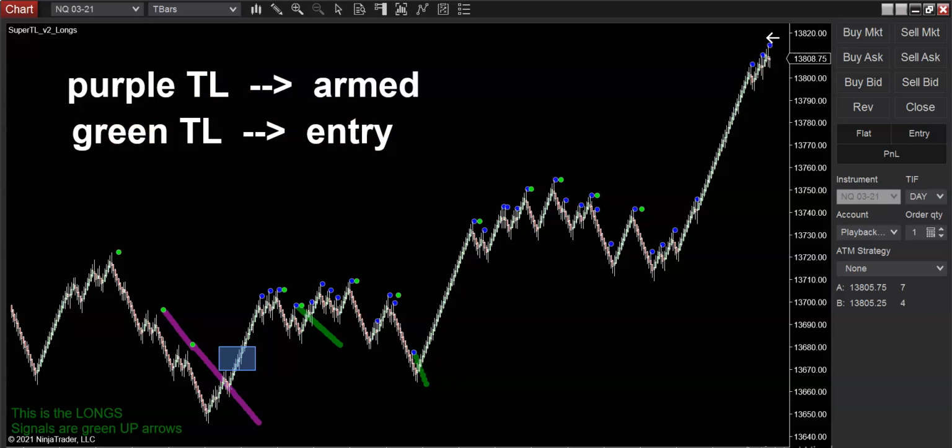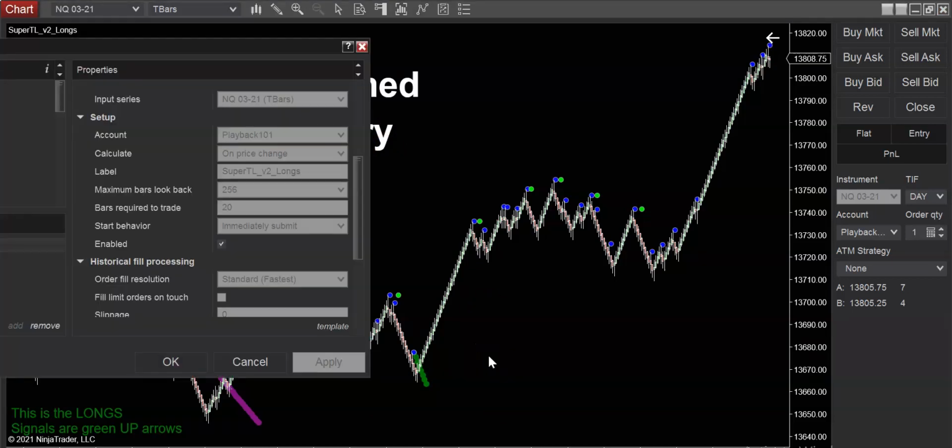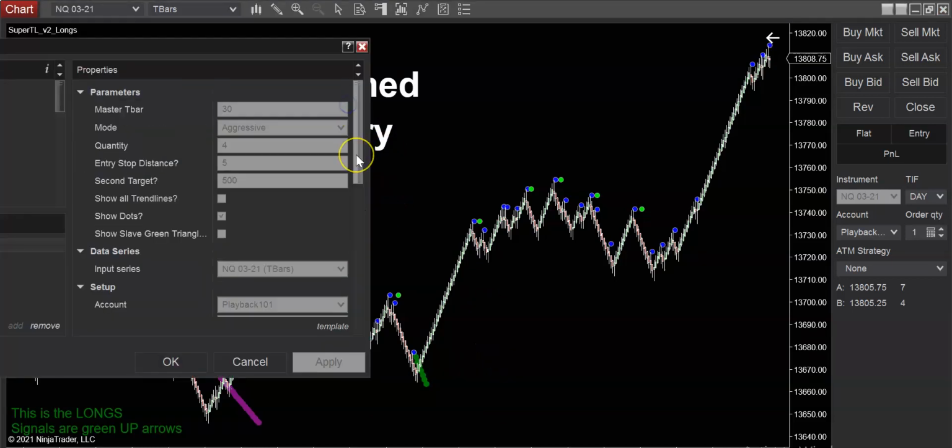And the beauty about this is, if I show you the parameters, there's not a lot you need to do. Under quantity, you simply plug in the number of contracts you want the robot to trade. The next field below that is the stop distance, how aggressive or conservative you want your stop to be, and of course your profit target. This could be anything you want it to be. You could set it to 100 ticks, 500 ticks, 10,000 ticks, whatever you want.